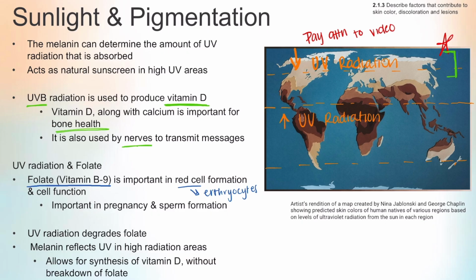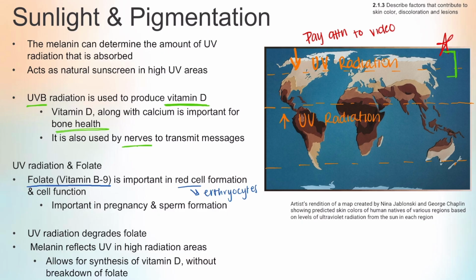We're going to see that this allows them to do pretty good vitamin D production with very little access to that UV radiation. And we will see that because there's not as much UVA present, that we don't have that severe breakdown of folate that we would in the tropics.